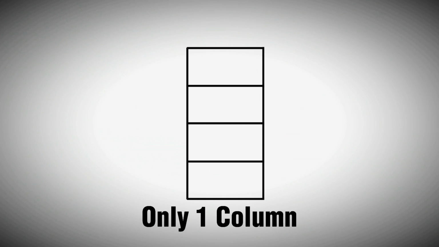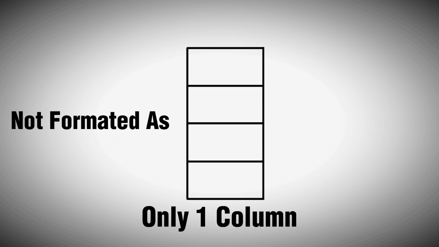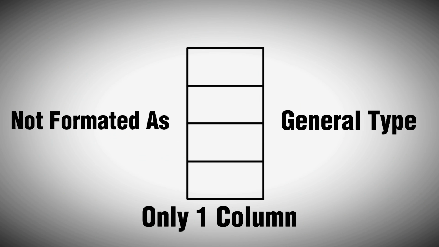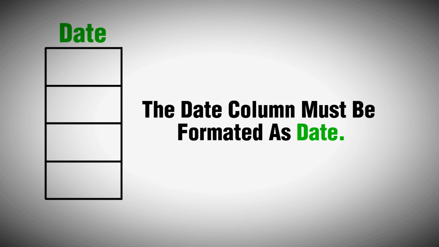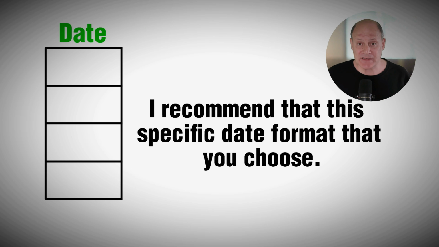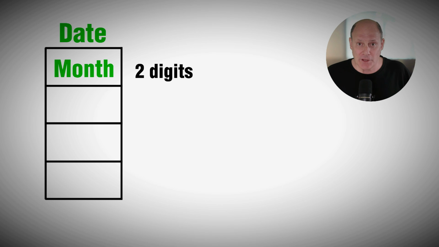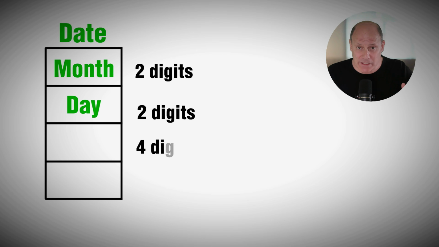But actually, there's one column and only one column that will not be formatted as general type, and that's the date column. The date column must be formatted as date. And I recommend that the specific date format that you choose is 2 digits for the month, 2 digits for the day, and 4 digits for the year. That's the format of date I choose, and I never have trouble when I import the file into QuickBooks Online. And all the other columns should be formatted as general.